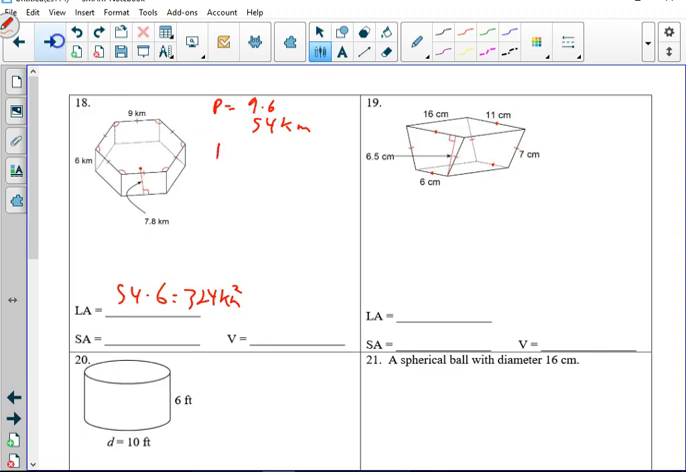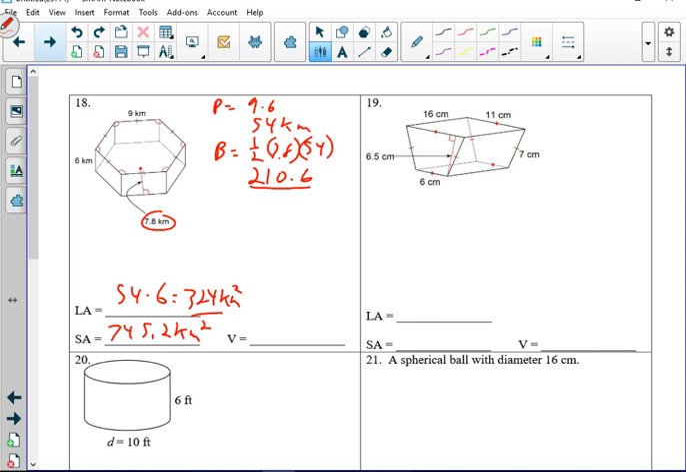We still need to find the area of the base. The area of the base is 1/2 the apothem, which is given to us, 7.8, times 54. Half of 54 is 27, times 7.8 is 210.6. So the surface area is this number doubled added to 324, which is 745.2 kilometers squared.